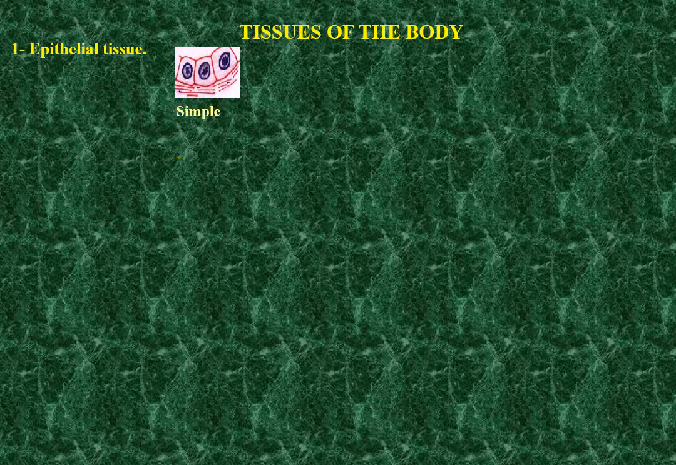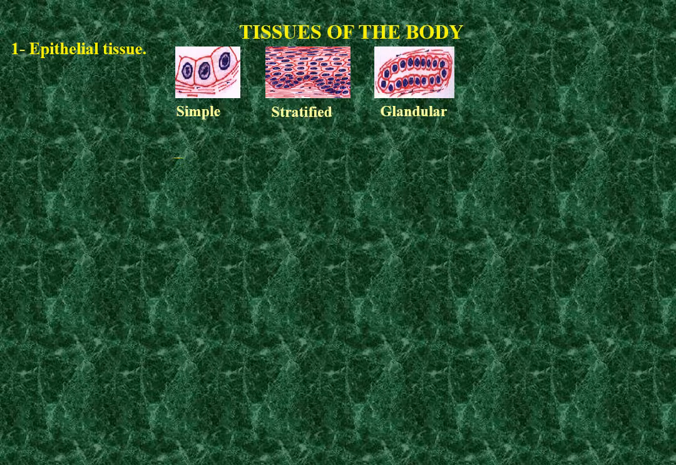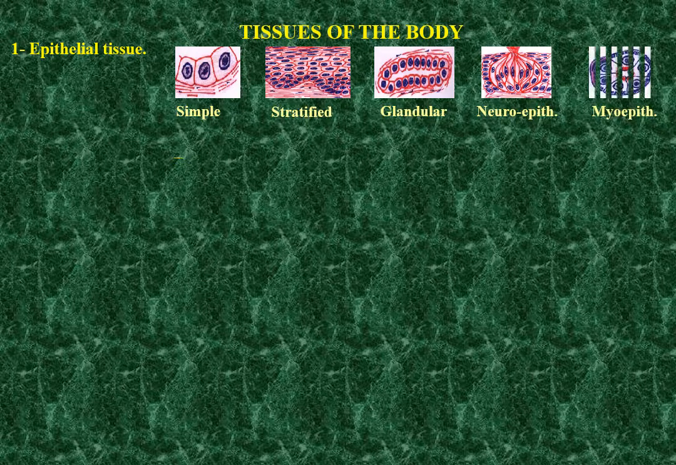Tissues of the body. Body organs are made of four main tissues. Epithelial tissue may be simple epithelium formed of one layer of cells, stratified epithelium formed of several layers, glandular epithelium possesses secretory activity, neuro-epithelium is specialized for perception of stimuli, and myoepithelium possesses contractile activity.